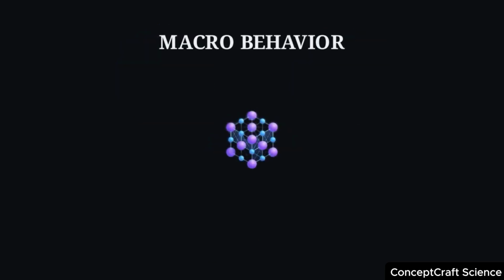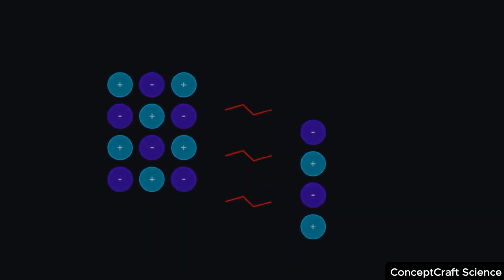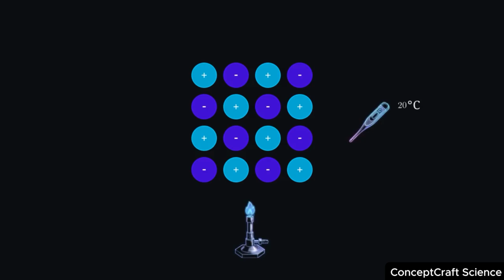That microscopic lattice structure directly controls how the compound behaves in the real world. For example, ionic solids are brittle. If you hit the crystal, the layers shift. Positive ions suddenly align with other positive ions. They violently repel each other, and the crystal shatters.